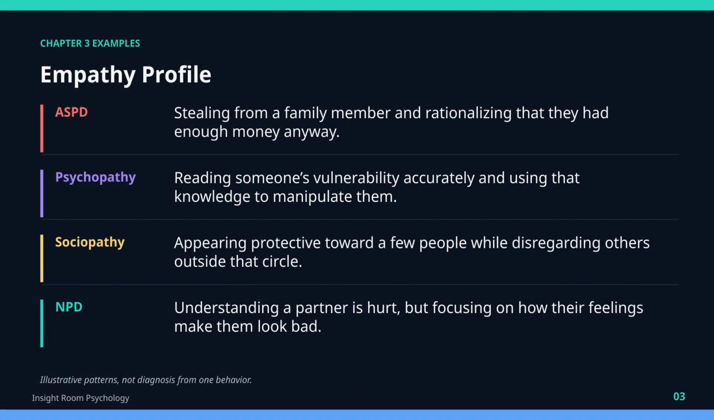With ASPD, empathy may be impaired in the sense that the person shows reduced concern for other people's rights, safety, or suffering, especially when personal gain is involved. For example, a person might steal from a family member and rationalize it by saying they had enough money anyway, or they should have protected their account better. The issue is not necessarily that they cannot intellectually understand the harm. It may be that the harm just does not inhibit the behavior.